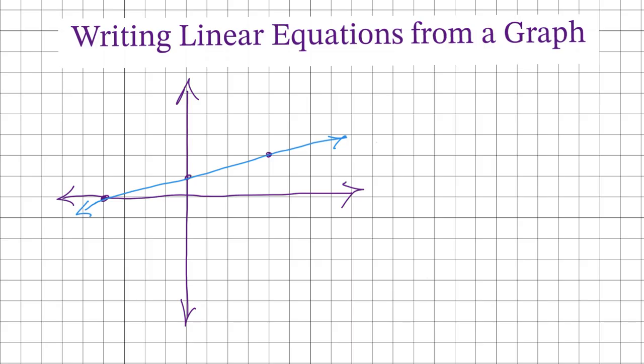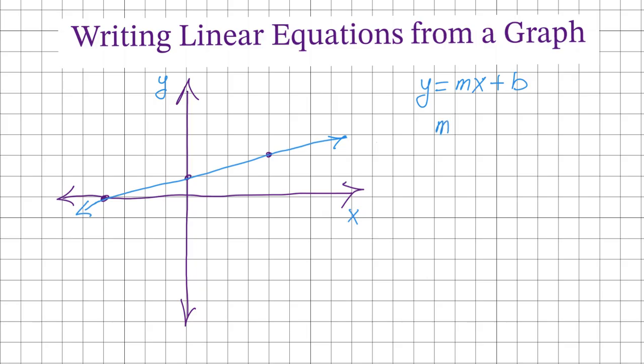We know this is our x-axis and this is our y-axis. Now, one of the things that we need to know when we're writing this equation, we're going to write it in y-intercept form, which means it should be looking like y equals mx plus b. Let's take a look at what we need to write this equation.